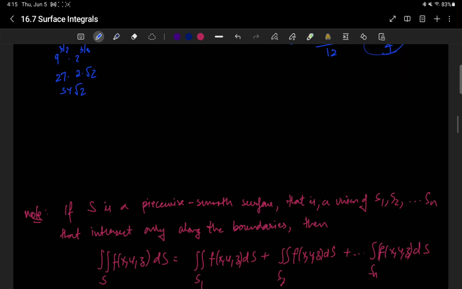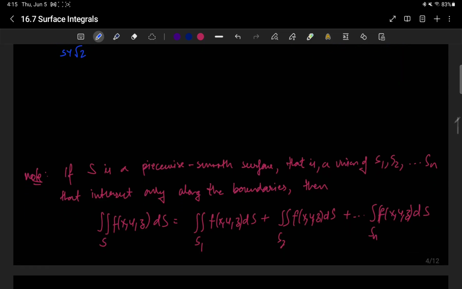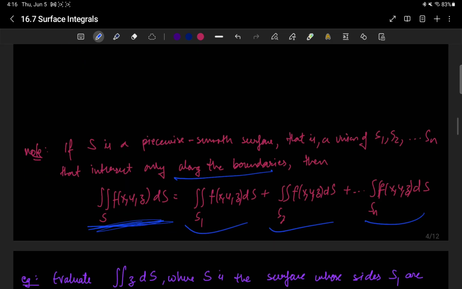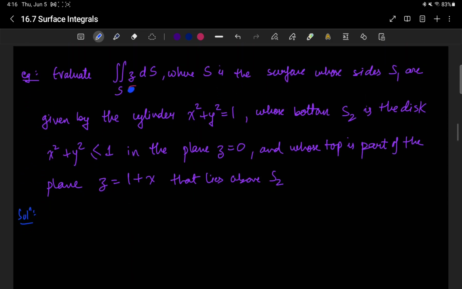Now, just as with line integrals, if S is a piecewise smooth surface, that is, a union of a bunch of surfaces that intersect only along the boundaries, then to find the entire surface integral, you can just take all of these different surfaces and add up their surface integrals to get the total surface integral. This means that this process extends to complicated shapes as long as they only intersect along the boundaries, which, because these are three-dimensional figures, will be planes. Let's look at such an example.